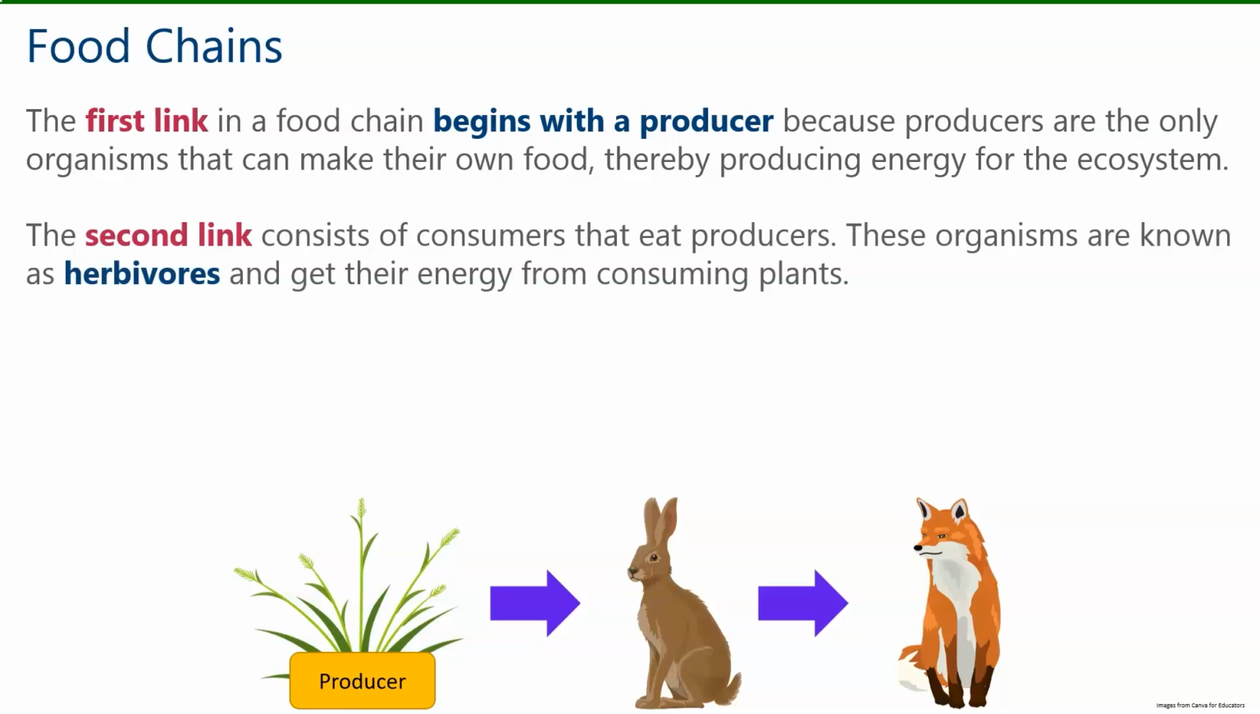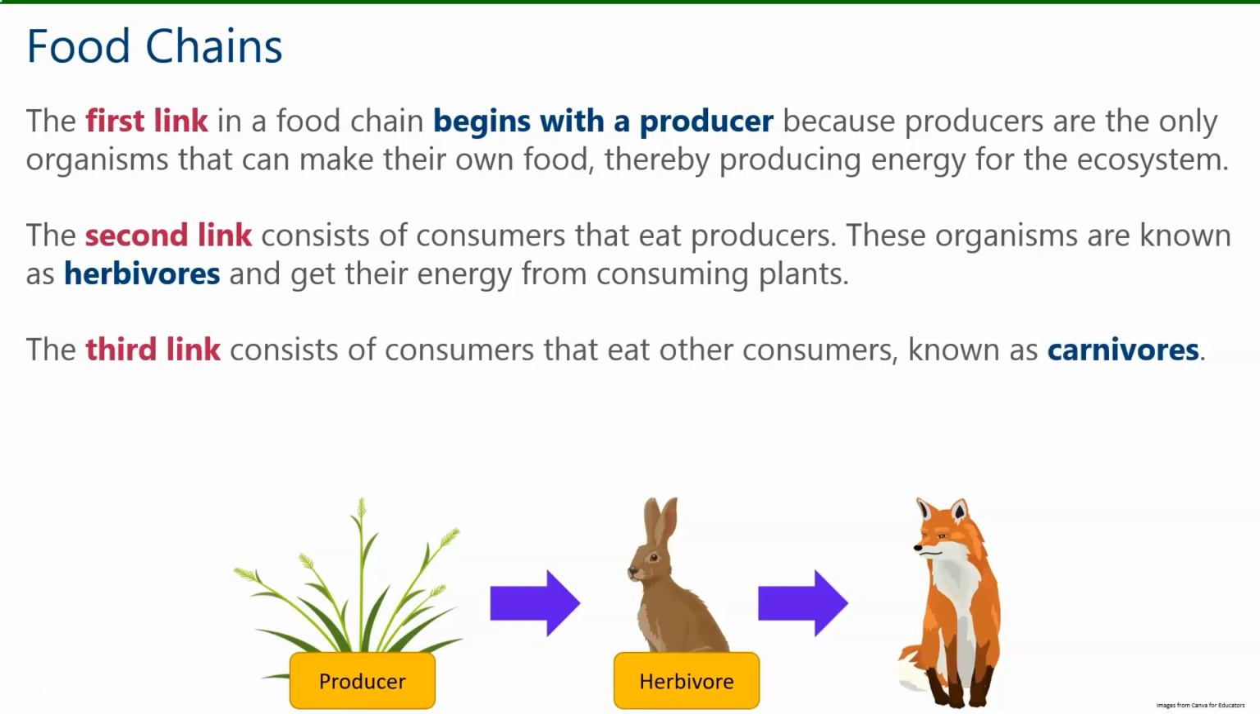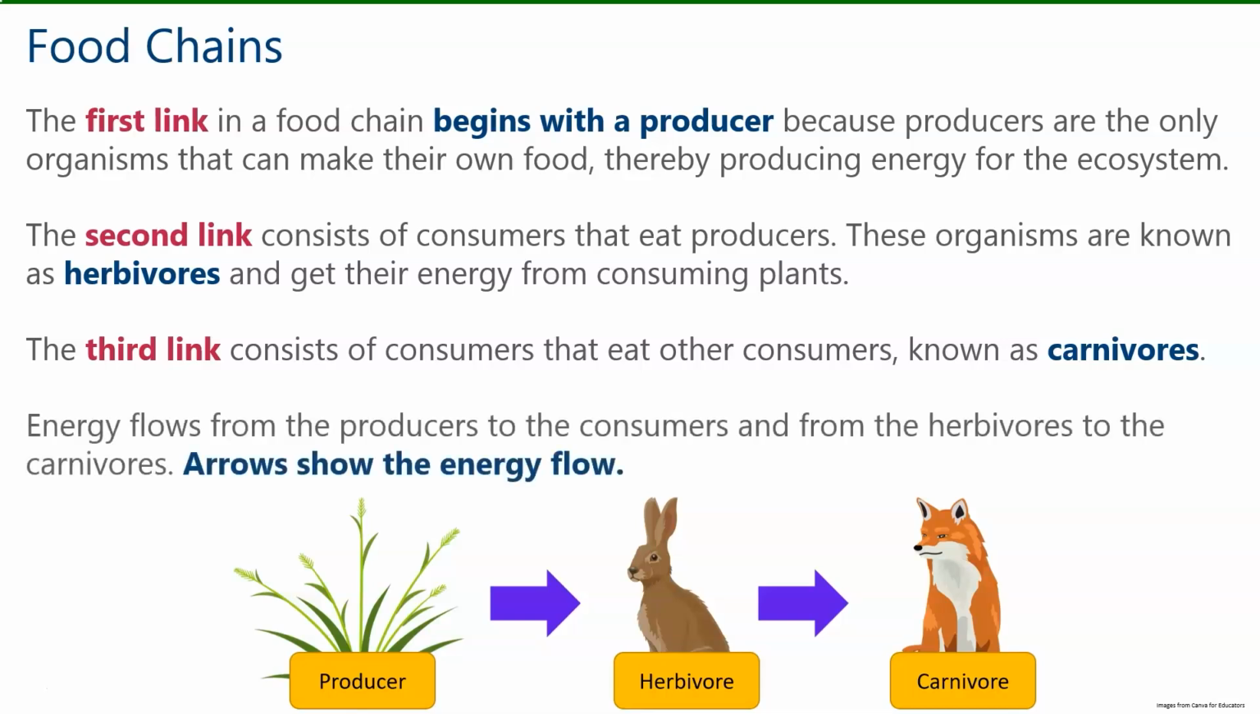The second link consists of consumers that eat producers. These organisms are known as herbivores and get their energy from consuming plants. The third link consists of consumers that eat other consumers, known as carnivores. Energy flows from the producers to the consumers and from the herbivores to the carnivores. Arrows show the energy flow.